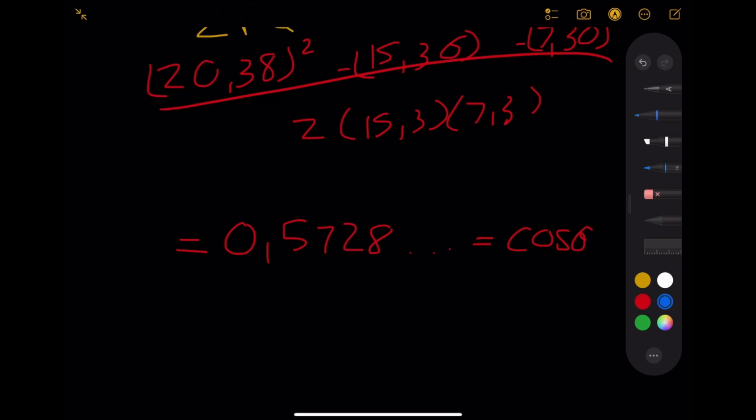So we'd have to take the arc cos, or inverse of cos, of this number over here, and we'd find that this answer is equal to 55.05 degrees. And that is your answer for question 3.